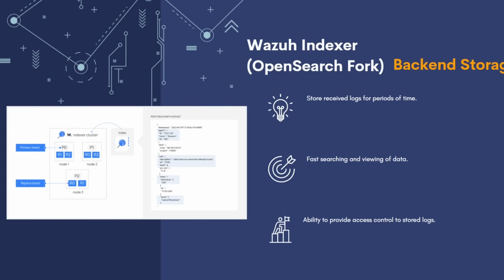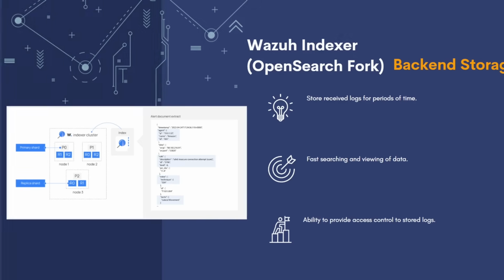But that will serve as our backend storage. That will give us our fast searching and viewing of data. We'll be able to provide the access control to particular logs. So maybe someone from the networking team, we only want them to be able to view logs that are coming from the firewall, versus someone on the security team could also view logs coming from endpoints as well.